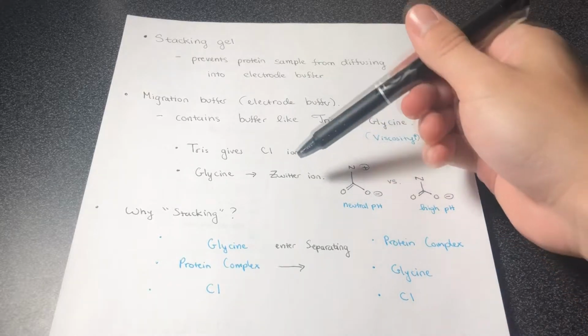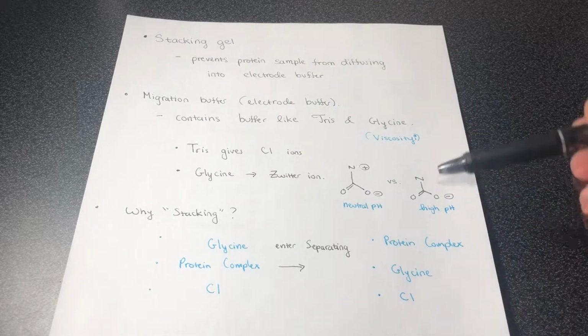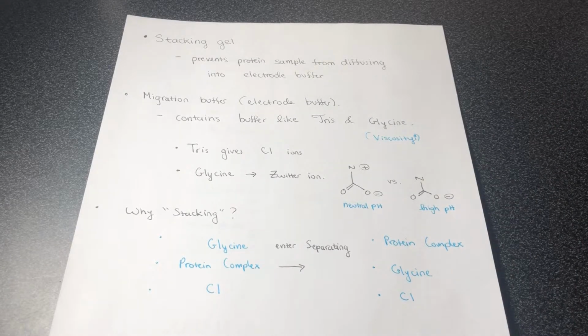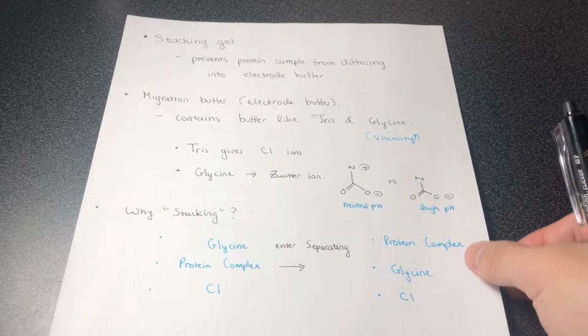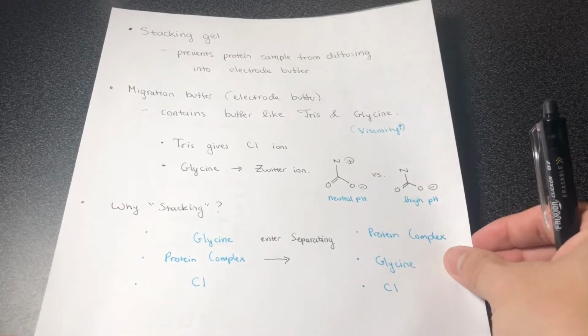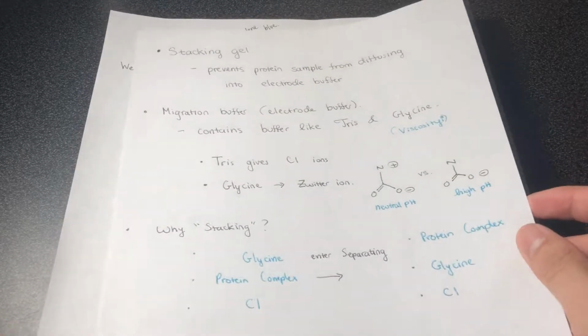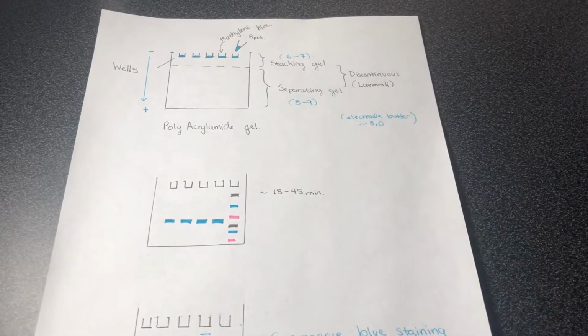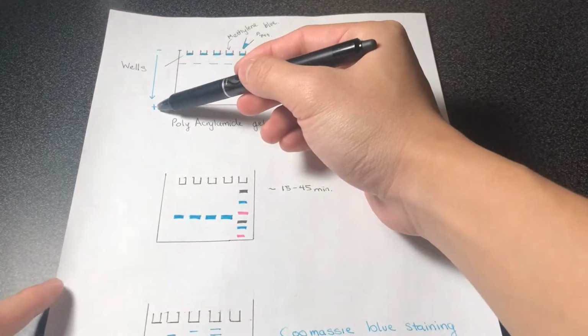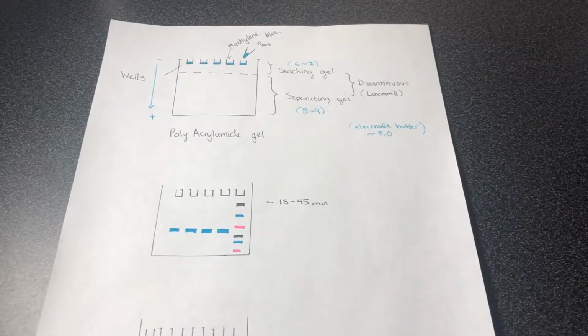And that's why it's important to note that it was a zwitterion. Because at a higher pH, the pH of the separating gel being higher than the stacking gel, it allows the zwitterion to have an overall negative charge, flowing faster to the bottom because of the positive charge at the bottom.